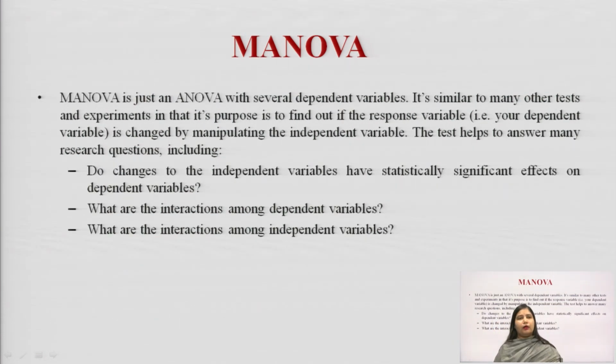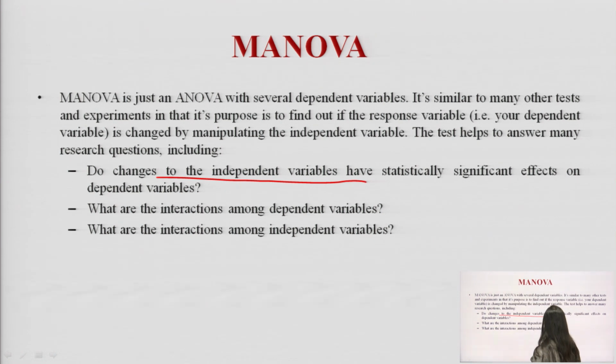Next is MANOVA. MANOVA is just the ANOVA with several dependent variables. It is similar to many other tests in the experiment, and the purpose is to find out if the response variable, meaning your dependent variable, is changed by manipulating the independent variable. The test helps to answer many research questions, including: do the changes in the independent variable have a statistically significant effect on our dependent variable or not? This question can be answered by the MANOVA.